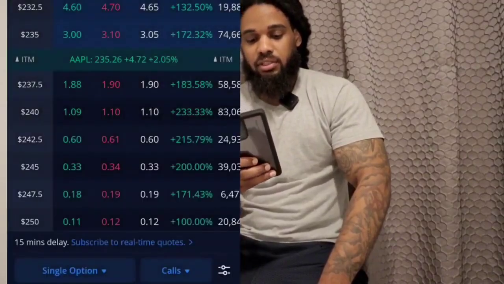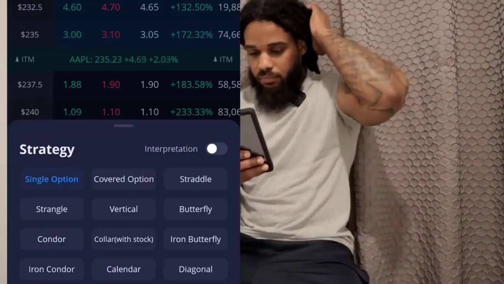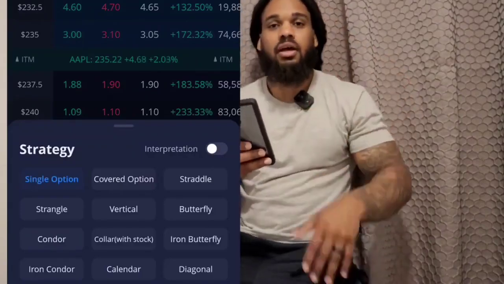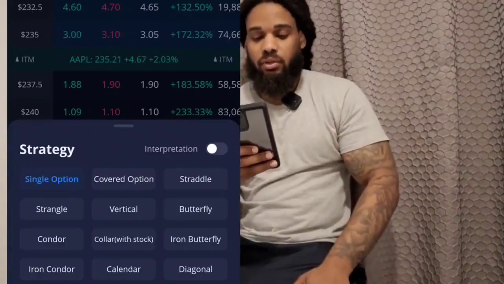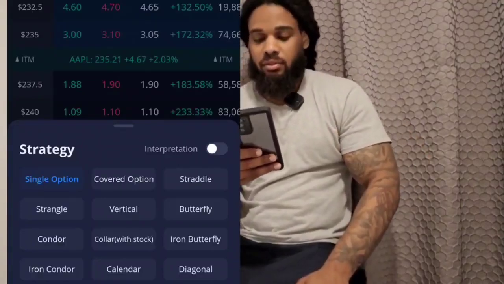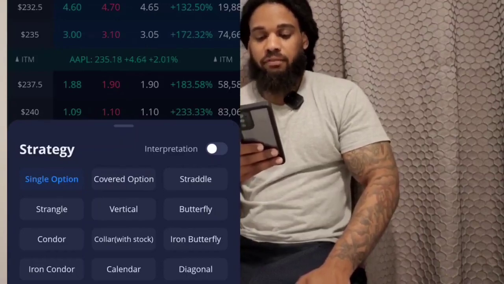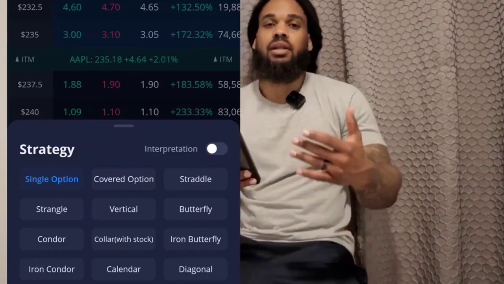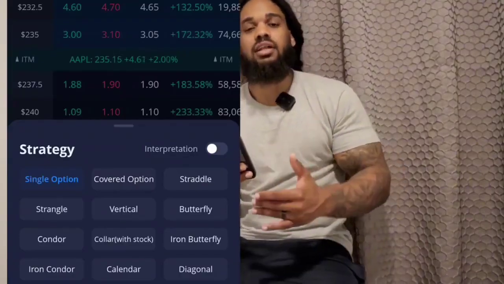All right, so once you come down here next to calls and puts or both, you can click on single options or covered call, and some other strategies that you could use. In this one, we're doing the single option. You have covered call, straddles, vertical, butterfly, condor, etc. But we're not going to do those right now. We're going to just focus on single option.